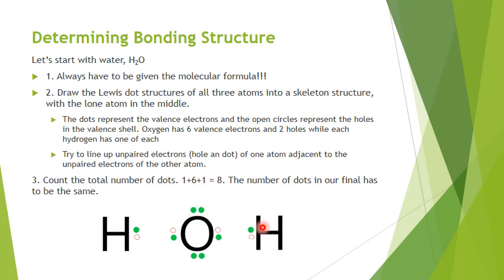Okay, so we have our center. We have our skeletal structure with our 3 atoms. Next thing you do is you count the number of dots, which are the number of valence electrons, and it equals 8. 1, 2, 3, 4, 5, 6, 7, 8. Keep that in mind, because when we're all done, the same number of dots have to be there.